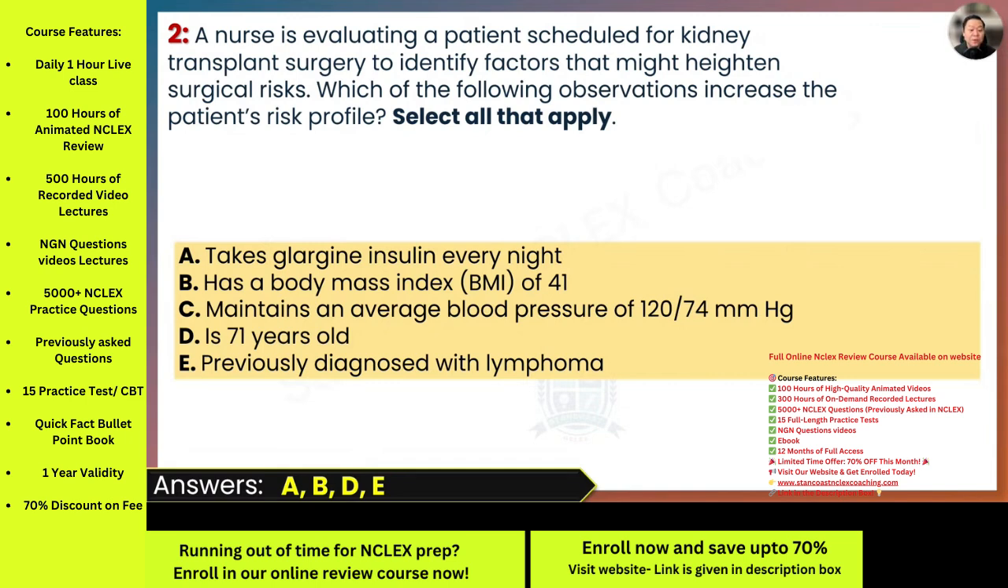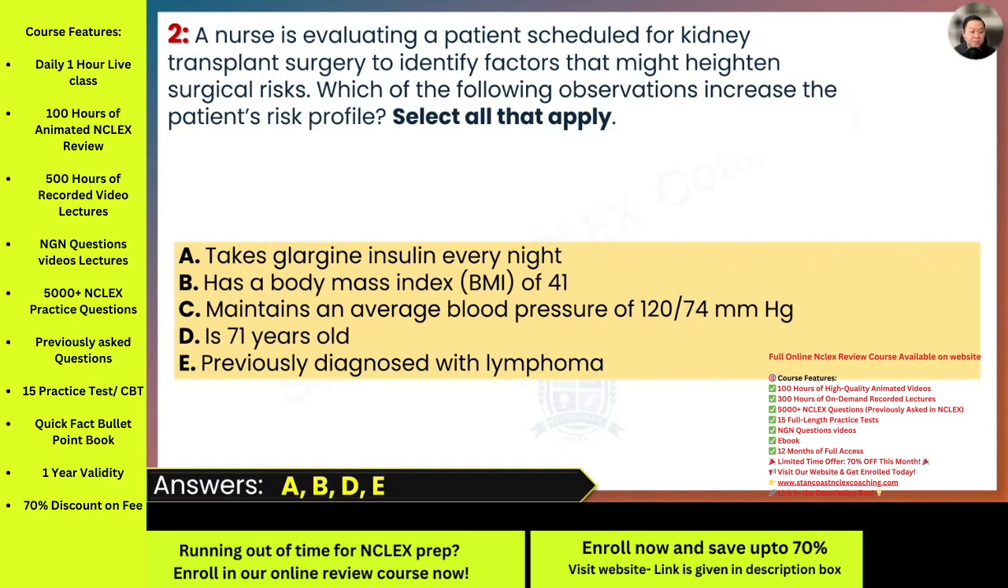And of course, we have letter E, previously diagnosed with lymphoma. Now, a history of lymphoma signals immune system dysfunction, and the lymphoma itself affects the lymphatic system and immune response. And prior chemotherapy or maybe radiation may leave the patient in an immunosuppressed state, and this can increase their risk of infections, maybe organ rejection after a kidney transplant. And so this makes lymphoma another significant surgical risk factor.